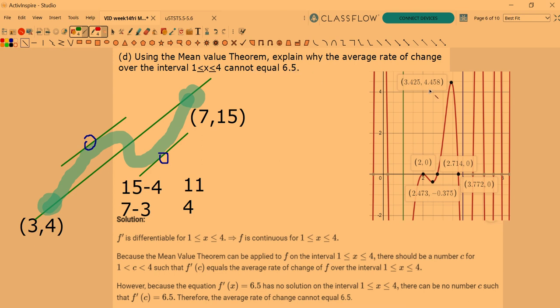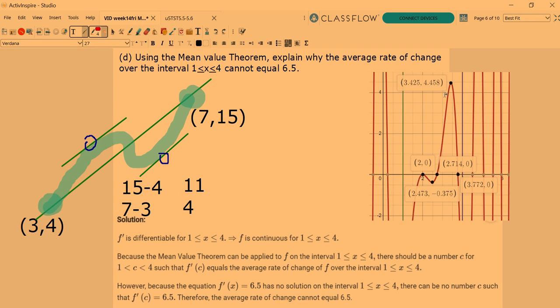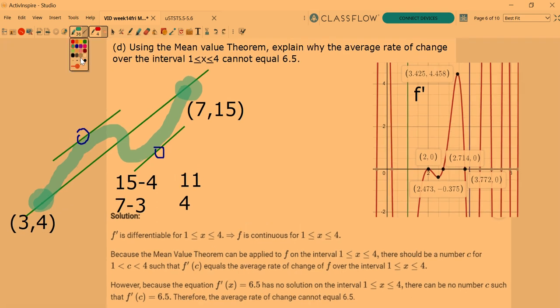So why can't the average rate of change of the interval equal 6.5? Remember, this is the graph of the derivative. It's the graph of f prime, not the graph of f. Now, the simplest way to answer this: you don't know the endpoints. You can't do this whole process because you don't have the graph of f, and therefore you don't have the endpoints between 1 and 4.